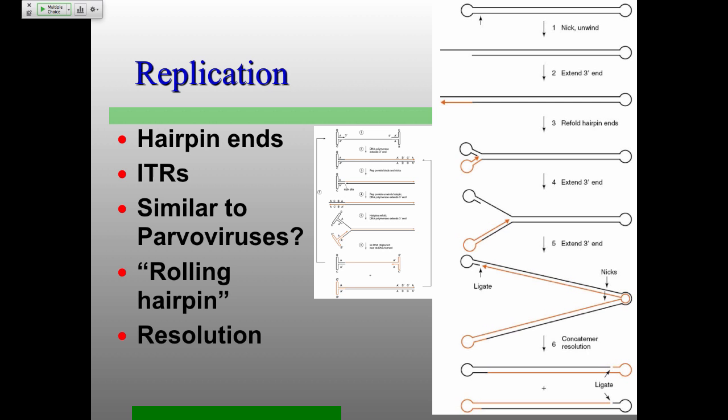This should seem very similar to what's going on with the parvoviruses, because they have these structures at the end of the genome, which have 3'OHs that can be extended out to the opposite end. So this is the process whereby people think that this is going on.